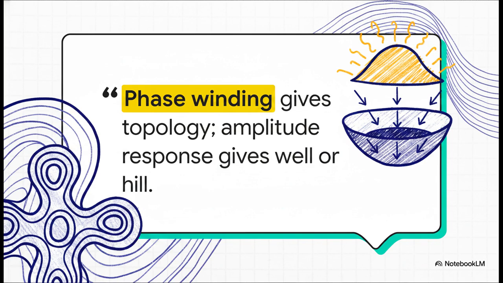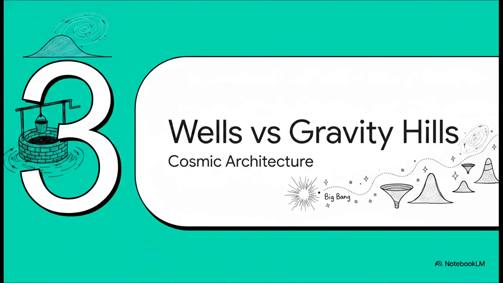In simple terms, the structural arrangement of the vacuum, its phase, sets up the scaffolding. But it's the amplitude, whether it's enhanced or depressed compared to the cosmic background, that physically determines if a region in space acts as a gravity well pulling matter in or a gravity hill pushing matter away. Which brings us to Section 3, wells versus gravity hills.